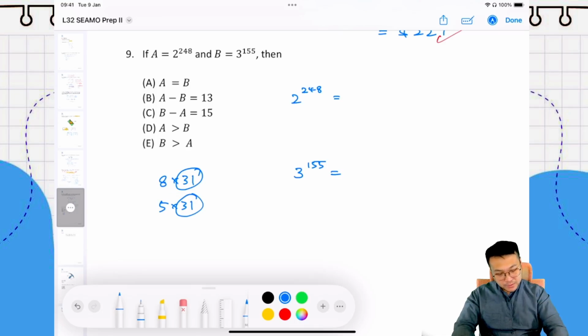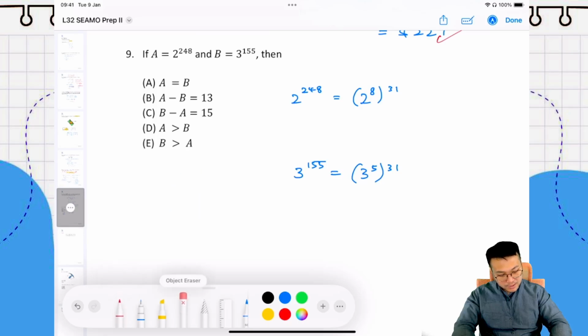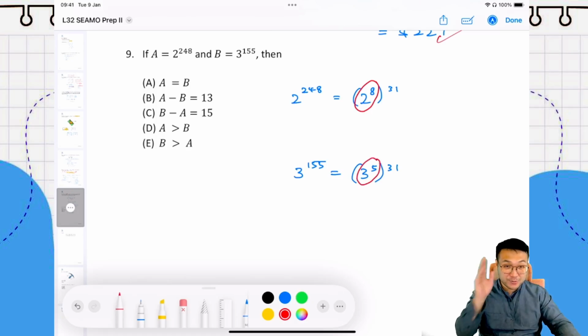So what we can do is we can split it up like that. And this. Because 8 times 31 is still going to be 248. 5 times 31 is still 155. All you need to do now is to work out what is the value of 2 to the power of 8, what is the value of 3 to the power of 5. Then you can compare who is bigger.